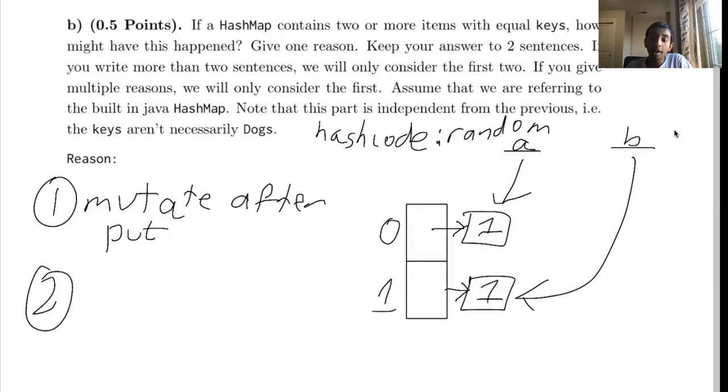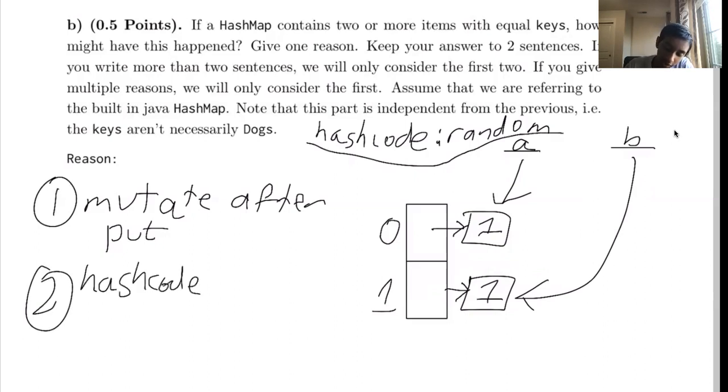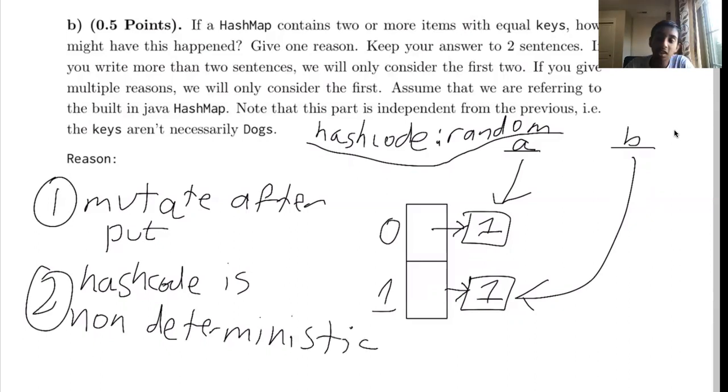And the best way to write out this answer is not the fact that the hash code is random, but rather hash code is non-deterministic. And what that means is that, as you can see with those two objects, you would think that because they're equal, they would have the same hash code, but they don't. So that's why this will be considered a non-deterministic hash code, and is therefore another reason why you would see two objects as equal keys in a hash map.